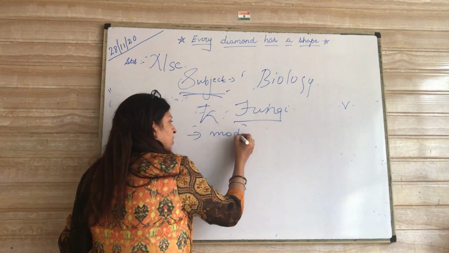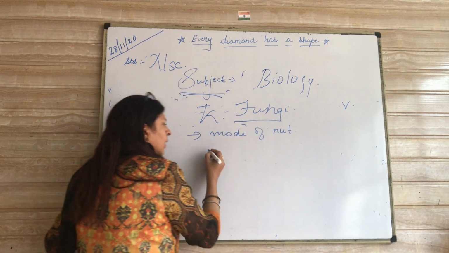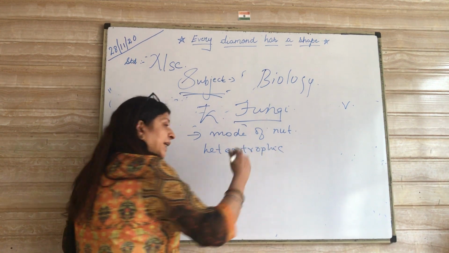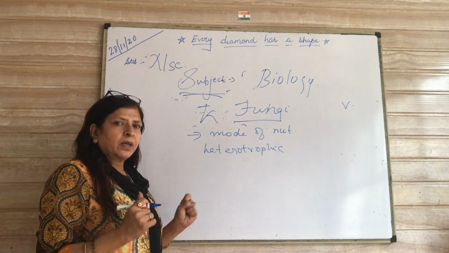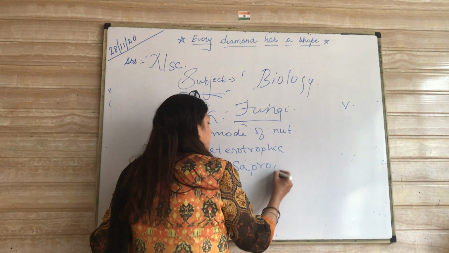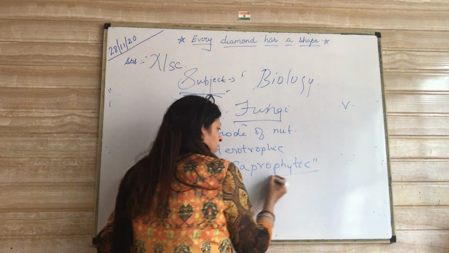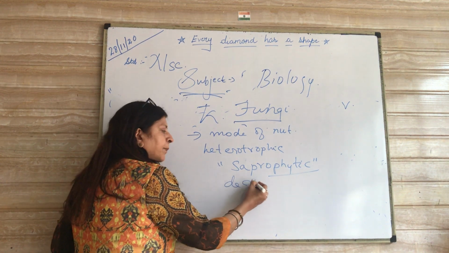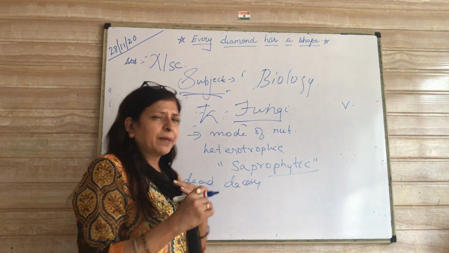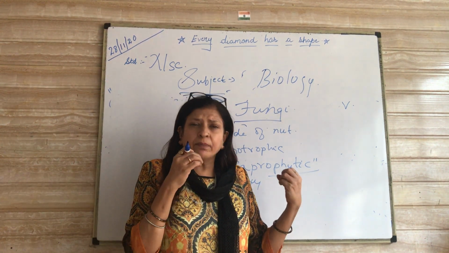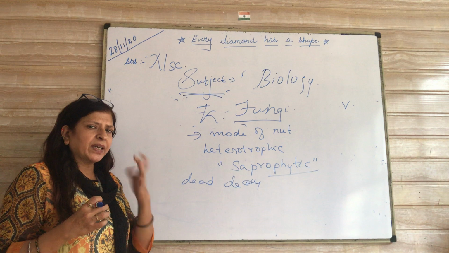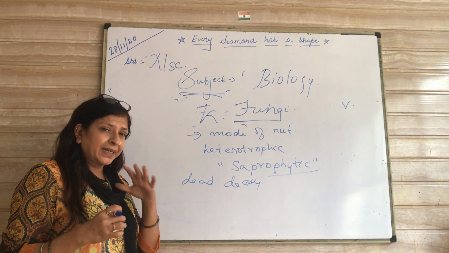Now let's see the mode of nutrition of these fungi. Mostly they are heterotrophic, meaning they depend on others for their nourishment. And a more precise word is saprophytic, which means they depend on dead and decayed material. You find them on decayed bread, decayed dead bodies, decayed plant products. So you find them everywhere, mostly on the dead and decayed.